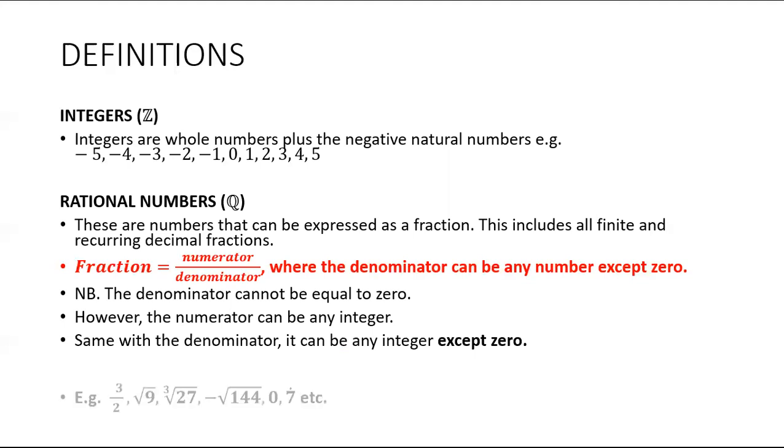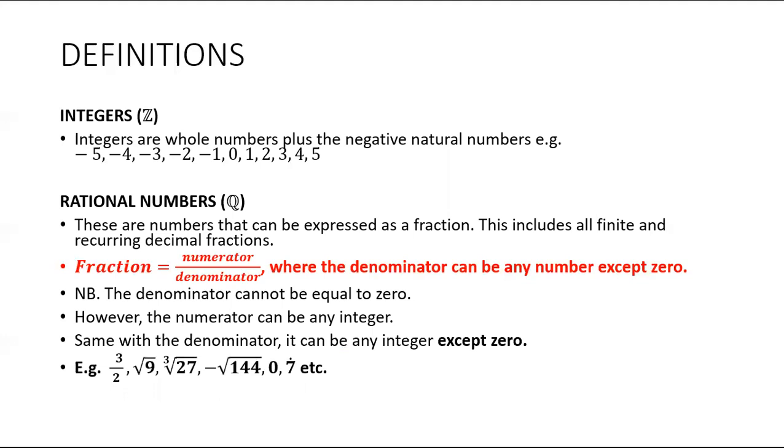Here are examples of rational numbers: 3/2, square root of 9. Please note that square root of 9 is just 3. Cube root of 27 is just 3. Negative square root of 144 is just -12.